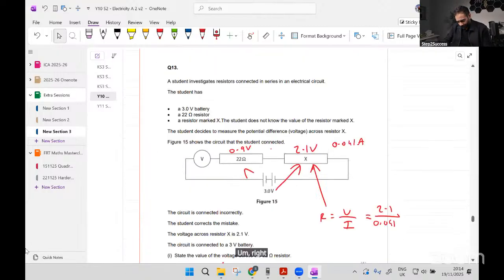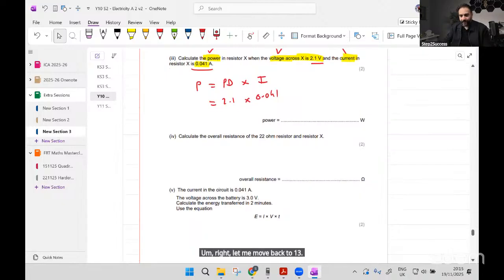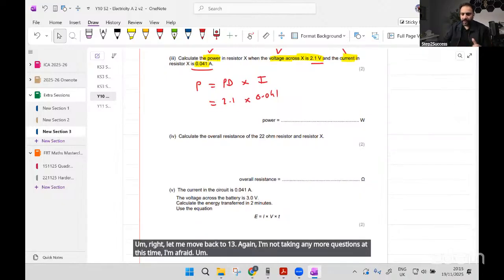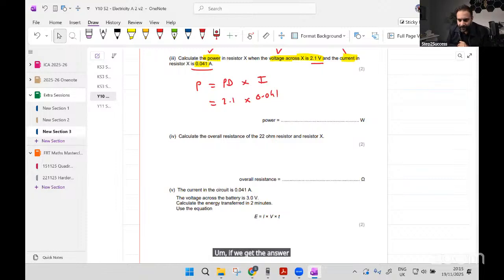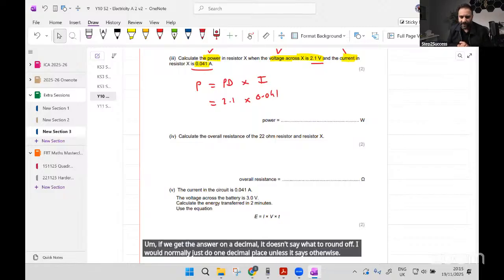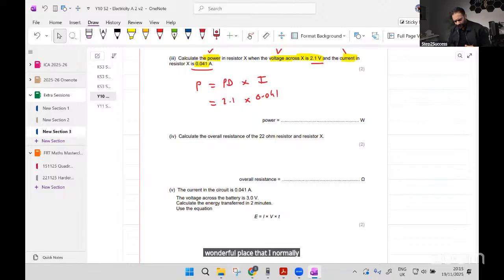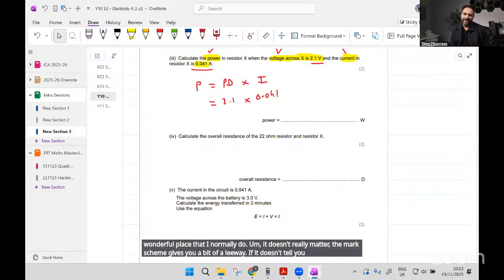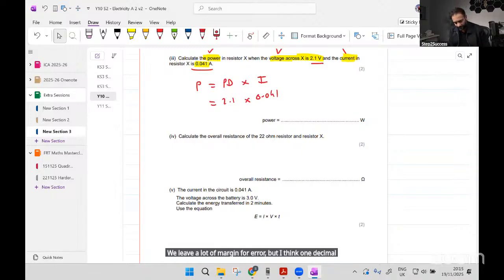Right, let me move back to 13. Again, I'm not taking any more questions this time, I'm afraid. Anything already asked is fine. If we get the answer in a decimal, it doesn't say what to round off to. I would normally just do one decimal place unless it says otherwise. It doesn't really matter. The mark scheme gives you a bit of leeway. If it doesn't tell you explicitly, it will leave a lot of margin for error, but I think one decimal place is just a sensible amount.